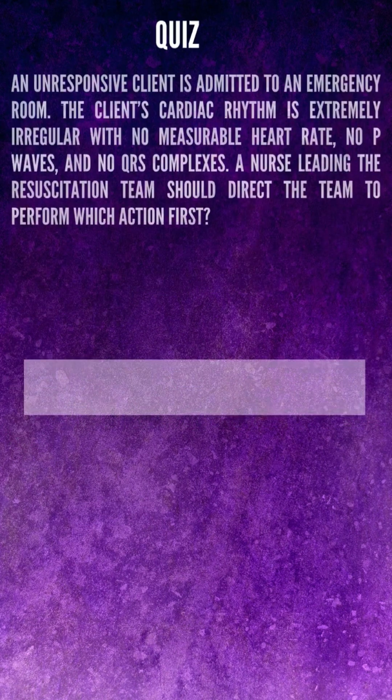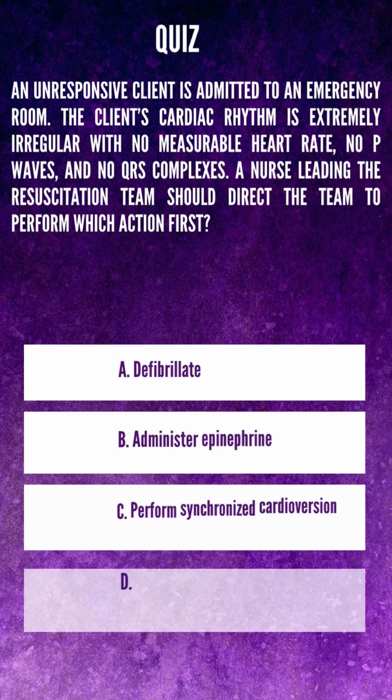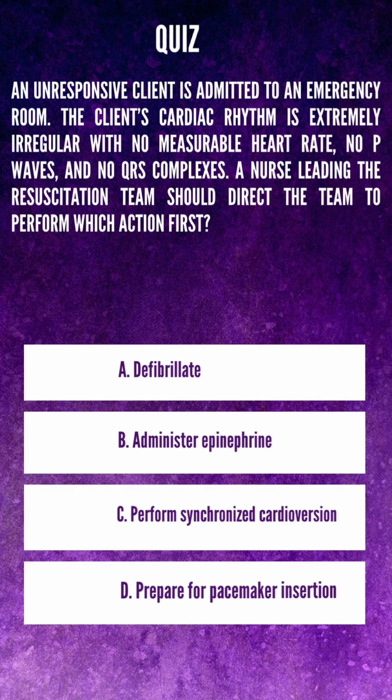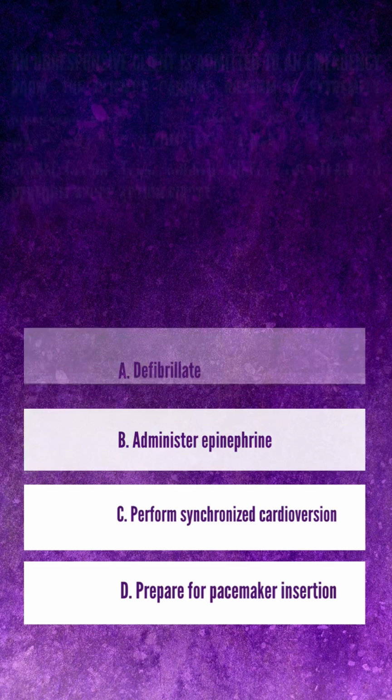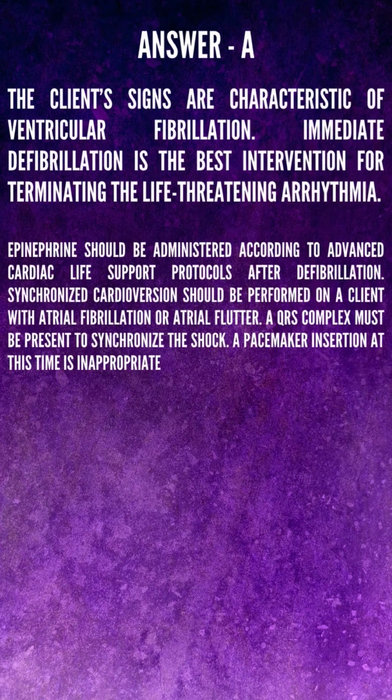So the next question is, an unresponsive client is admitted to the emergency department. The client's cardiac rhythm is extremely irregular with no measurable heart rate, no P wave, no QRS complex. A nurse leading the resuscitation team should direct the team to perform which of the following actions? Option A, defibrillate. Option B, administer epinephrine. Option C, perform cardioversion. And option D, prepare for pacemaker insertion. Hence, the correct answer is option A.